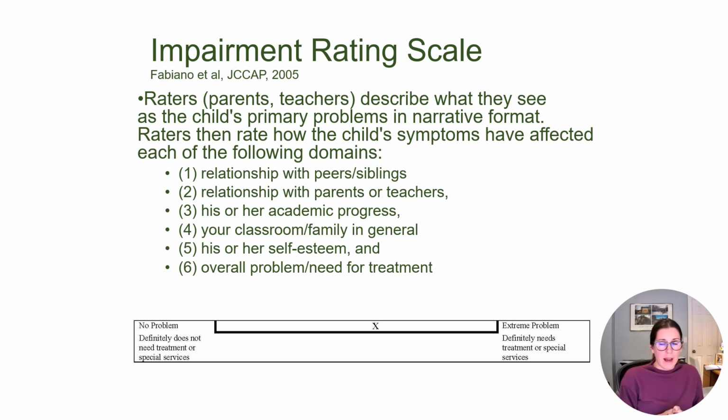I've had, for example, caregivers indicate that the relationship with their peers or their sibling is definitely something that needs treatment or special services, and then also be able to give me really helpful contextual, detailed information about why they're making the rating as they are. One of the nice things about the IRS, the Impairment Rating Scale, is that it's an open resource tool, meaning it is freely available to the public. And again, it is something that I linked for you and is available in your Canvas module.